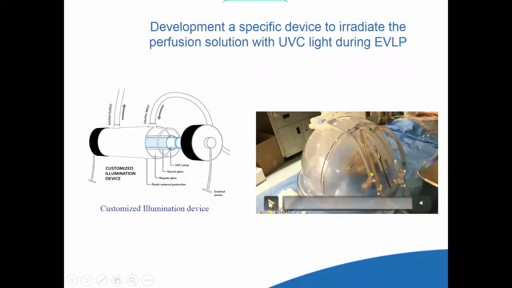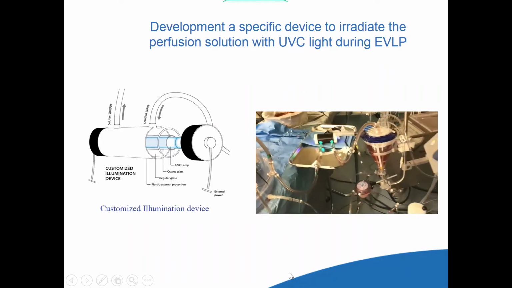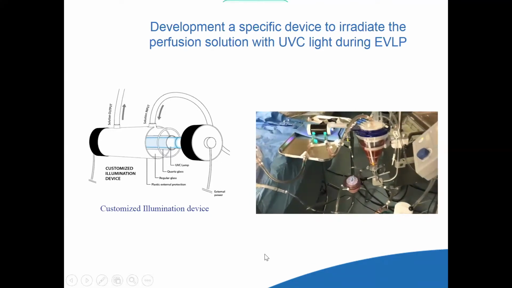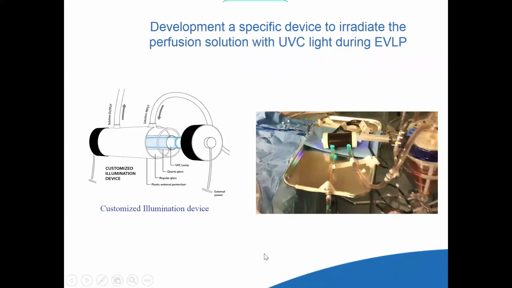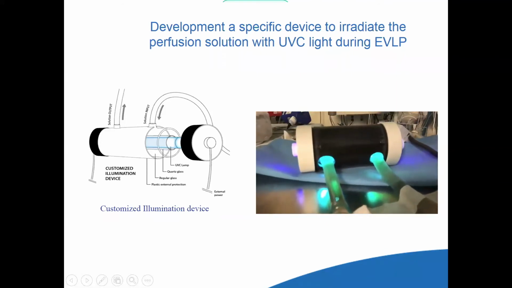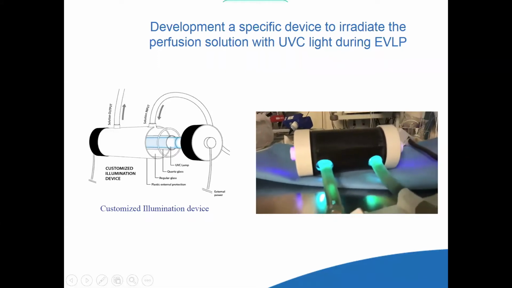So this would only be applicable to non-liver grafts, because you'd expect there to be no replication in the non-liver grafts. And here you can see this is the UV circuit right here. The perfusate just goes through that circuit, and you blast it with UV light, and then it comes out of the circuit and goes back into the lungs.